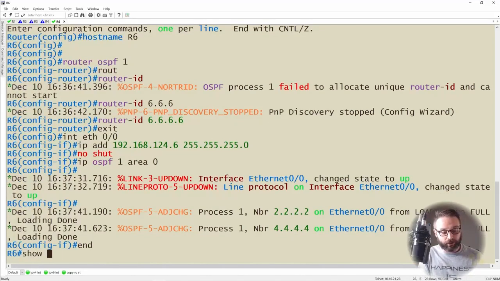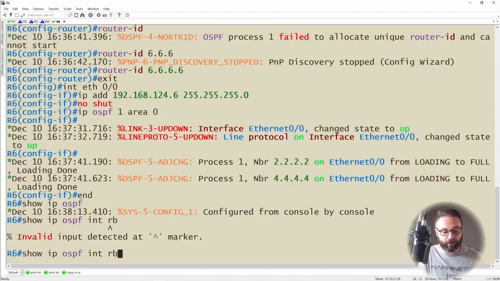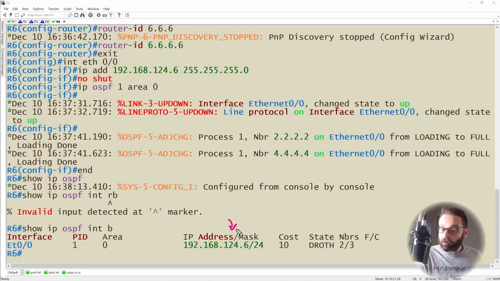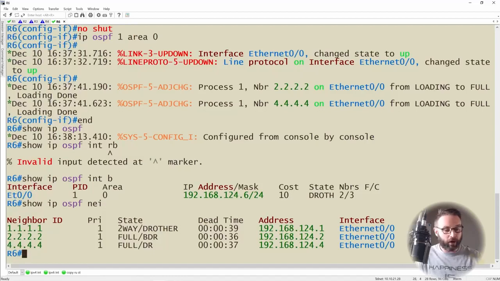See, if I type in show ip ospf interface brief, whoops, gotta type it right, it tells me we are running OSPF on this interface, but we are not a designated router or a backup designated router. We are in the DR Other state. Beyond that, if I do show ip ospf neighbor, there we go. There's the magic right there. We see our designated router is 4.4.4.4. Our backup designated router is 2.2.2.2. And we only remain in the two-way state between R1 and ourselves.